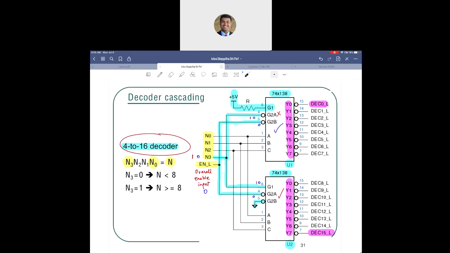Let us see. Let's take an example here, an arbitrary input. Enable_L is 0, and N is 1011. Which output is active? Which output pin is low?